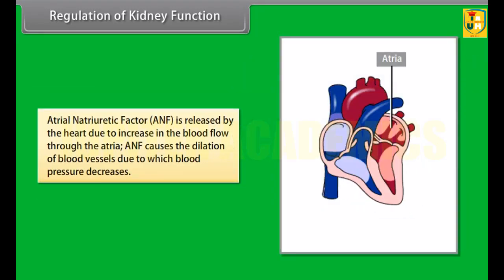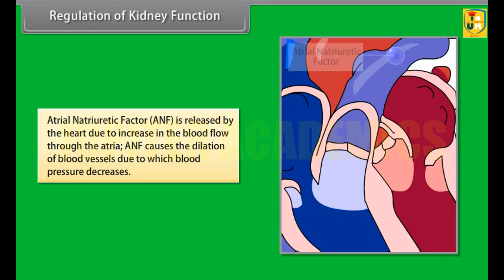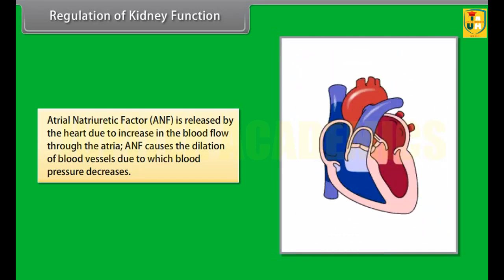Atrial natriuretic factor (ANF) is released by the heart due to the increase in blood flow through the atria. ANF causes the dilation of blood vessels, due to which blood pressure decreases.